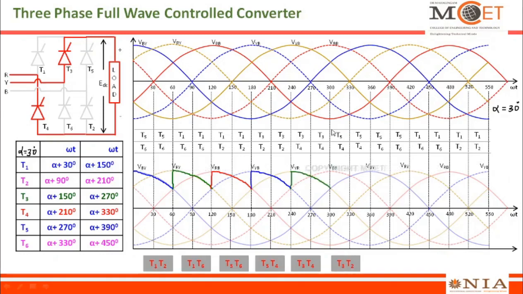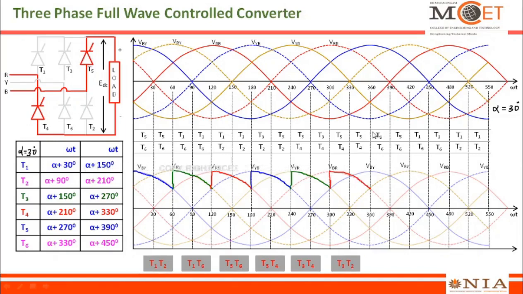For the next 60 degrees, that is from 300 to 360, T5 and T4 are conducting. When T5 and T4 are conducting, VBR will be the voltage which appears across the load. So VBR voltage is this, and this will appear across the load.